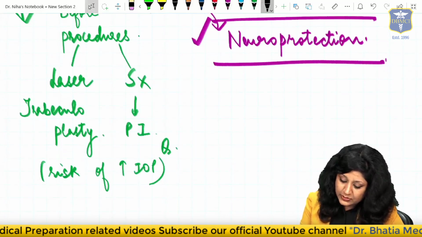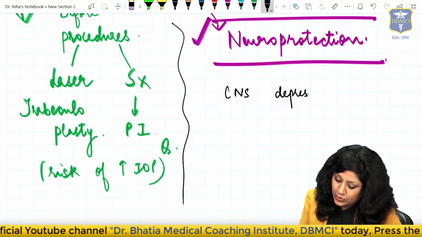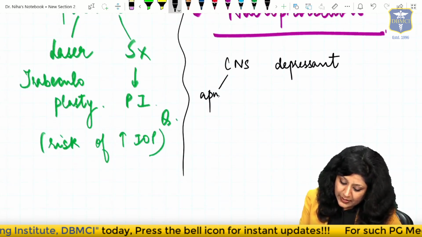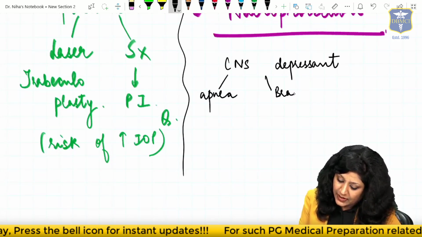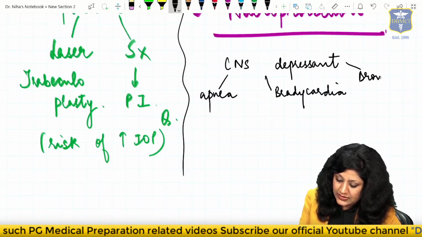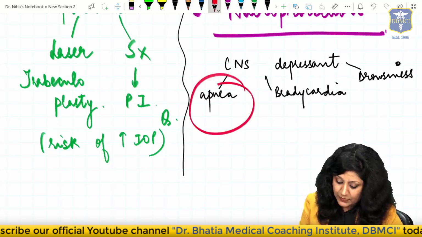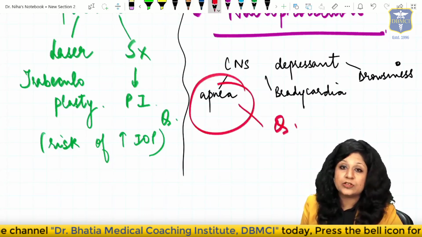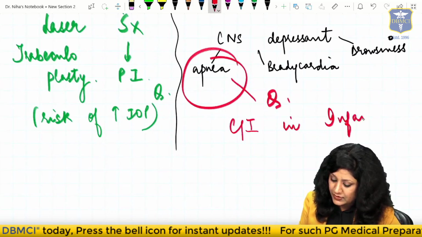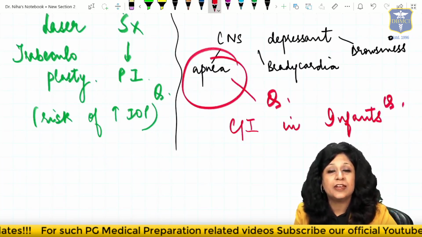Now because it is doing the neuroprotection, it is also a CNS depressant, right? It is also a CNS depressant, and that is why it can cause apnea, it can cause bradycardia, right? And it can also cause drowsiness. Now this is again important, and this was also asked last year, that which anti-glaucoma drug can cause apnea. This is actually your brimonidine. So that is why it is contraindicated in infants.